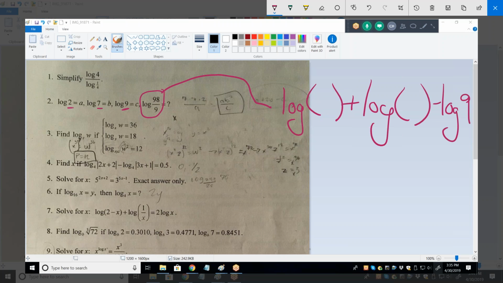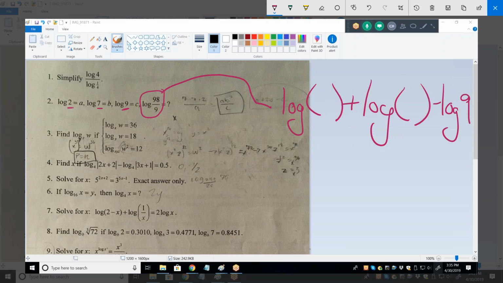Oh, that's right. Isn't adding logs the same as multiplying? Yes. In other words, whenever the argument has multiplication in it, you can add the two. When it has division in it, you subtract it. Okay. So that would be, go ahead. Wait, what were you going to say?